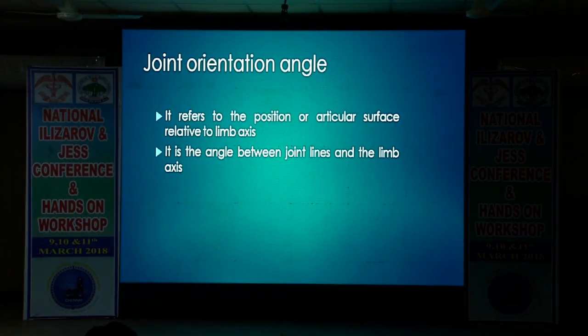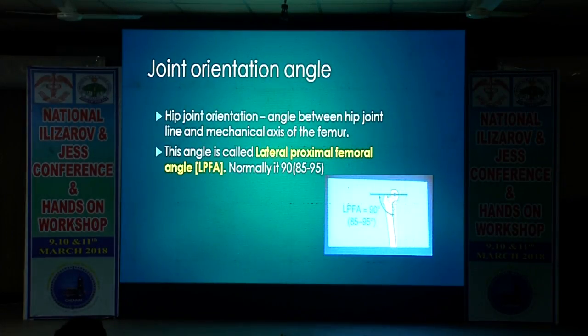The joint orientation angle is another quite difficult concept. It refers to the position of the articular surfaces relative to the limb axis. It's the angle between the joint line and the limb axis. So in the diagram, the hip joint orientation is the angle between the hip joint line and the mechanical axis of the femur. We call it the lateral proximal femoral angle. Classically, that is 90 degrees, and it can range from 85 to 95.